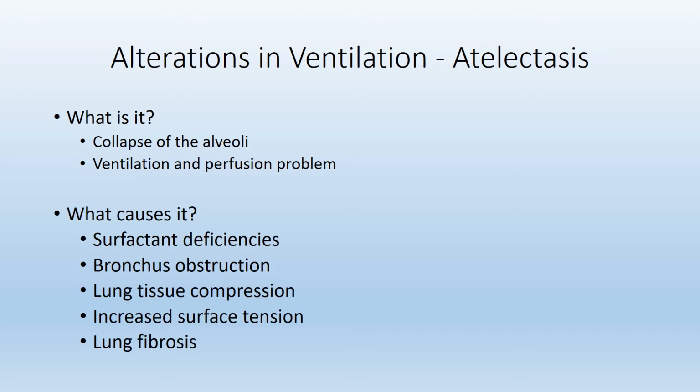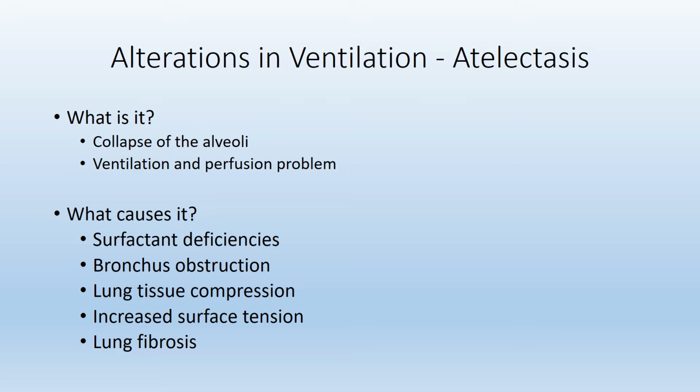So what causes this atelectasis? We see surfactant deficiencies, kind of like what we see in emphysema, and type 2 alveolar cells can be damaged and have reduced production of surfactant. If your bronchus is obstructed, it's going to block it, and then it's not going to allow it to be ventilated with air. Lung tissue compression, so just like trauma to the chest. If you take a hit to the chest too hard, it can cause the lung to collapse.